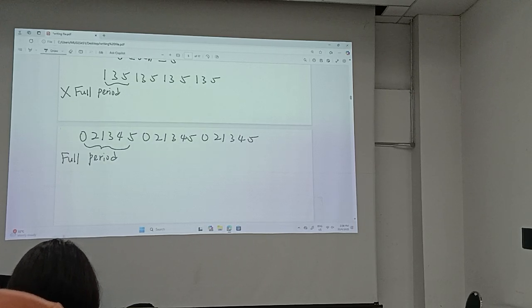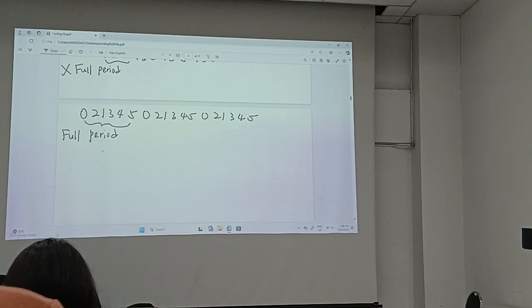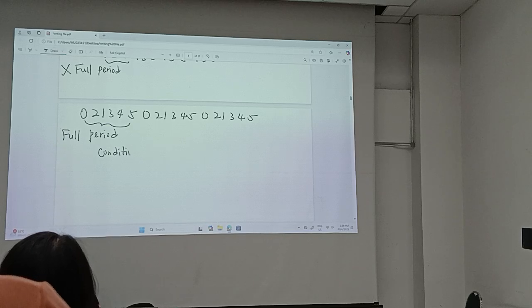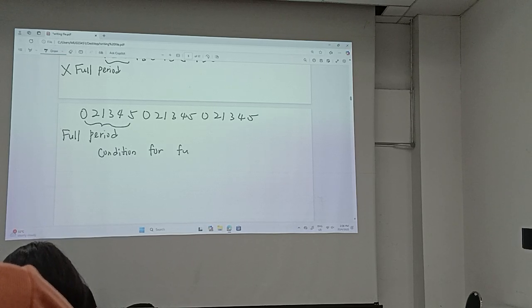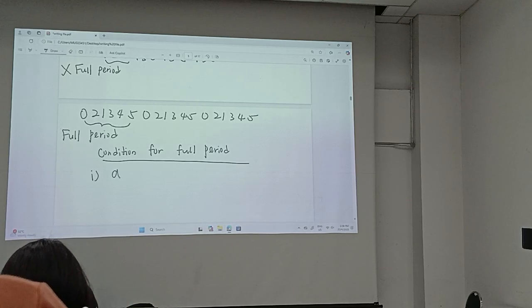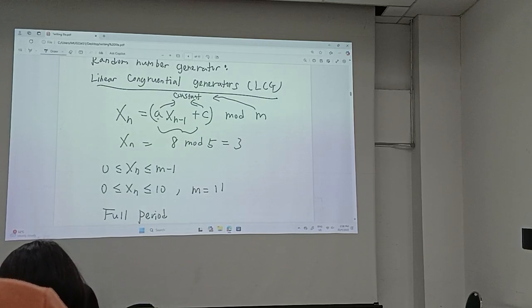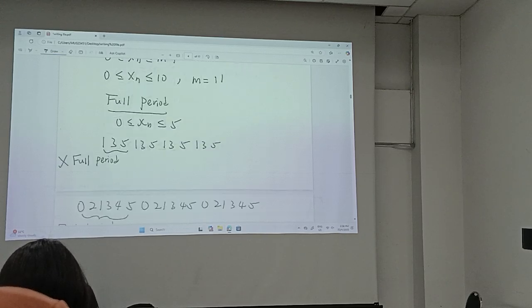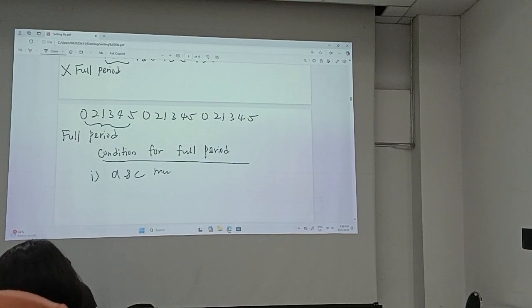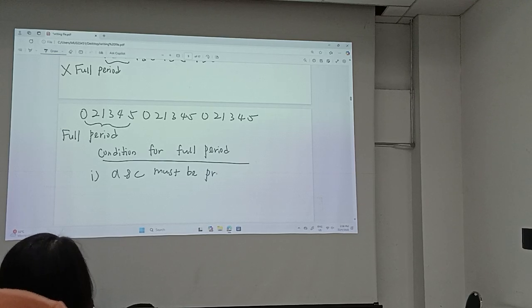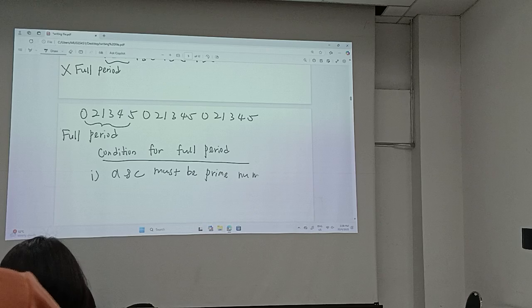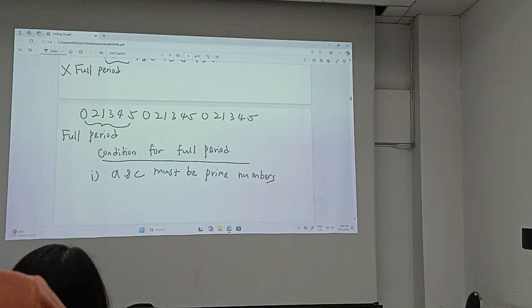So how do we generate a full period of random numbers? That's a condition. What are the conditions for a full period? A and C, which refer to the constants in this formula, must be prime numbers. So what are the prime numbers?